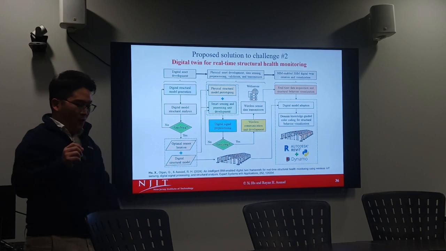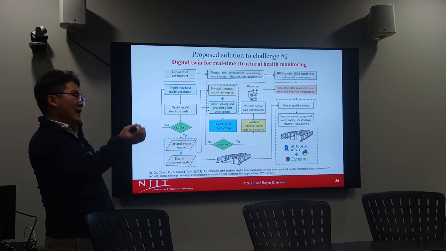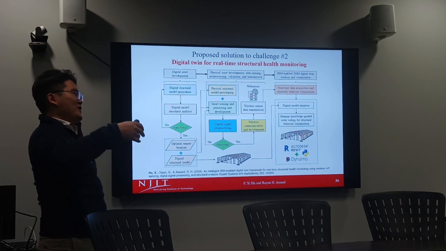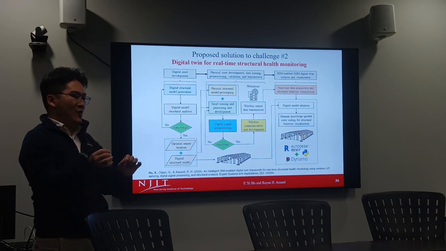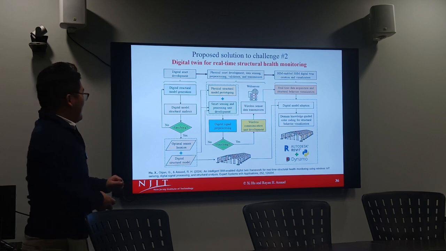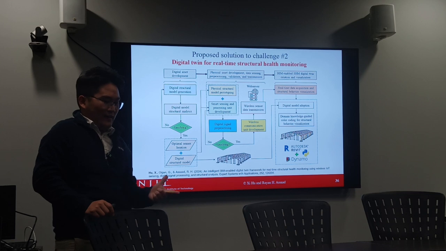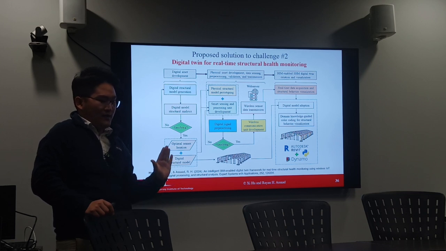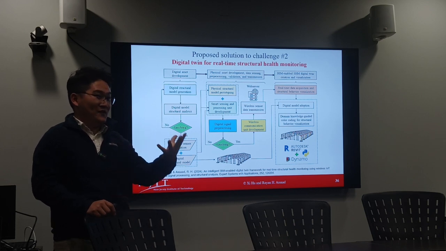Then we installed a strain gauge sensor on one of the beams, and also another distance measurement sensor to quantify the deflection of the column. So basically, we're going to use sensors to collect the data. After that, we transmit the data to BIM software, and then find a way to visualize it.